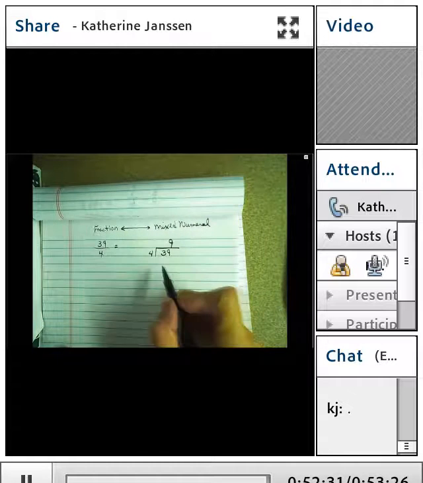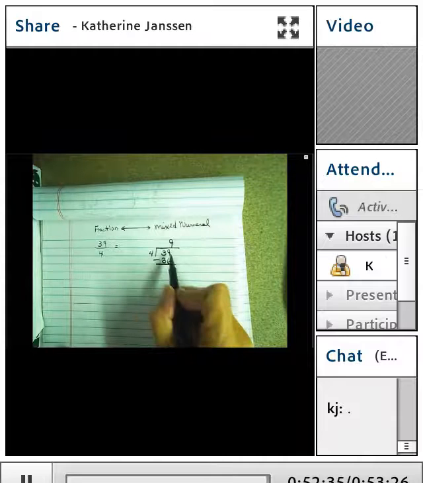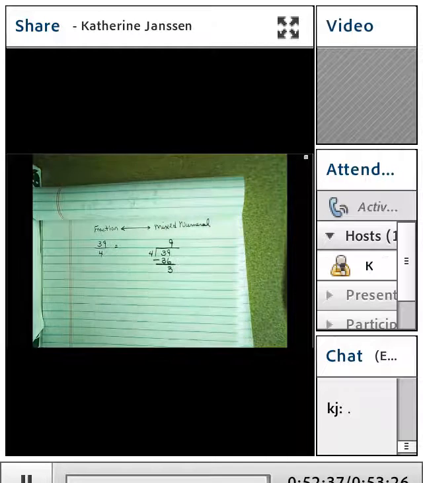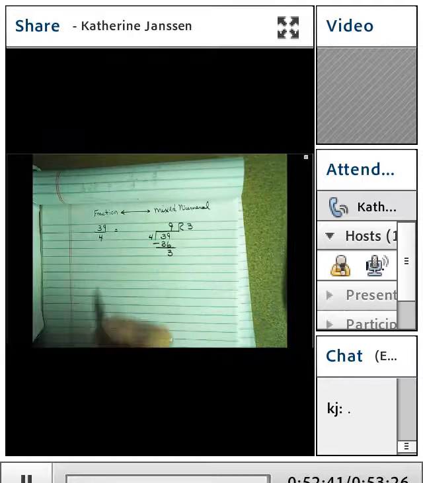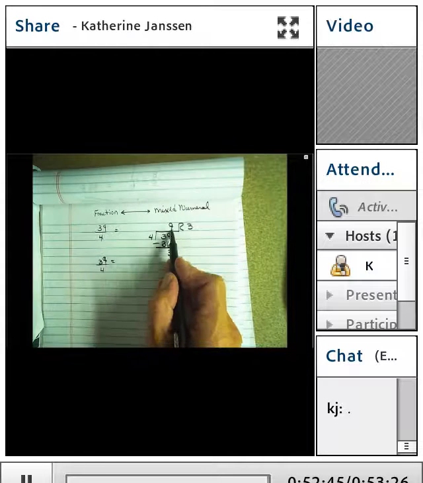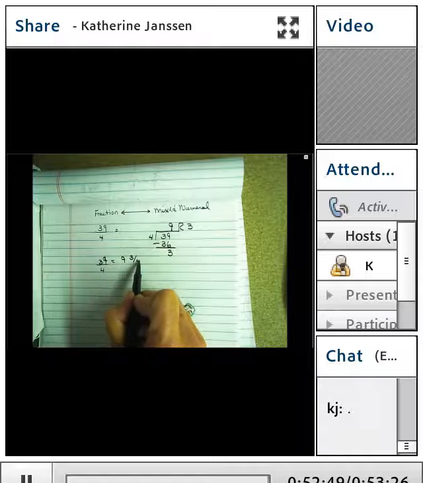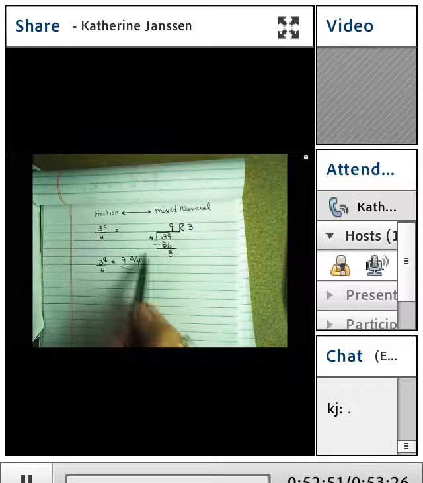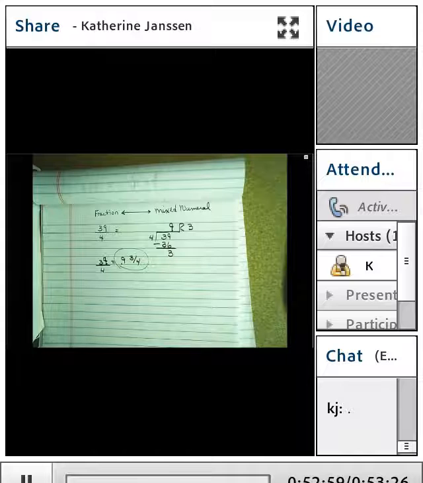So 9 times 4 is 36. Subtract to find the difference, and we get 3. So we have a remainder of 3. So 39/4 is equal to the whole number 9 plus 3/4. Mixed numeral 9 3/4 is equivalent to a fraction of 39/4.